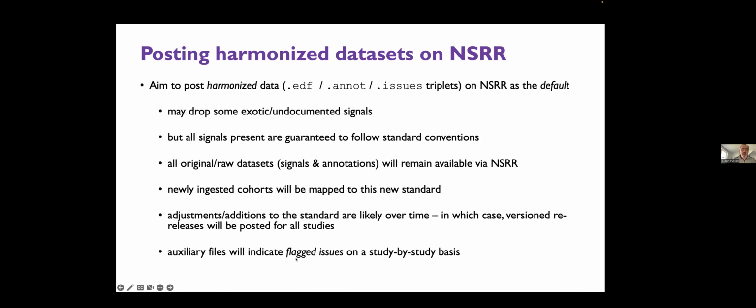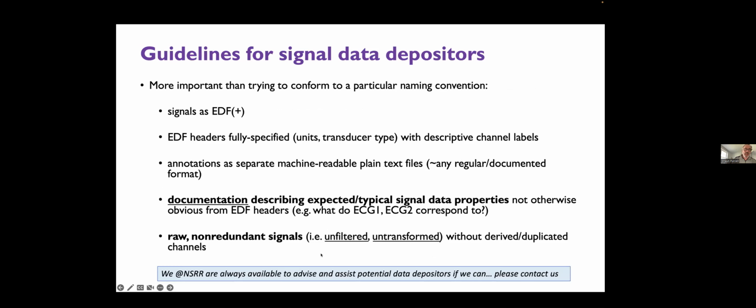And as I said, flags files that indicate the known issues on a study-by-study basis in a way that we don't currently do. For people who are thinking of depositing signal data into the NSRR, obviously we're outlining our view of how an EDF, a set of studies should look. It's actually not so important that depositors try to conform to that convention per se. It's more important, I think, just that the signals come as EDF or EDF plus with headers as fully specified as possible with descriptive labels and so on, so that our pipeline is able to do the best job it can.